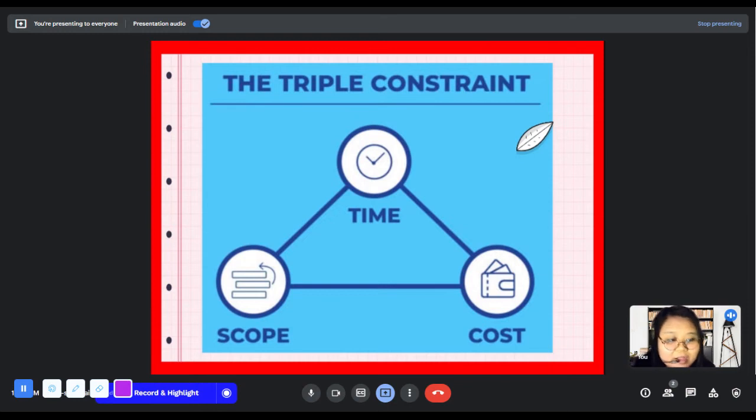Now, let's talk about the scope. This one highlights how you will contain your project to ensure that it focuses only on what is achievable. You should also explain what is out or excluded in your scope. For example, excluding other strands.